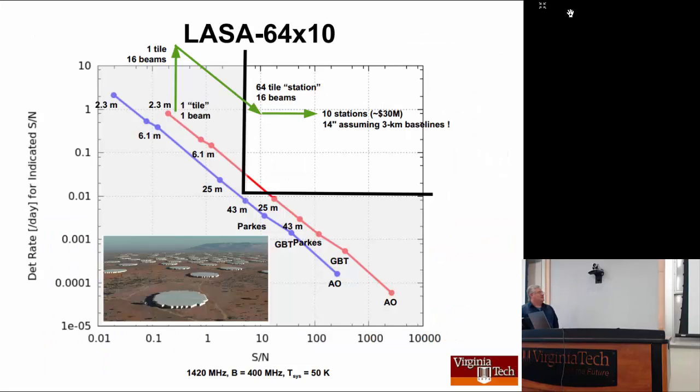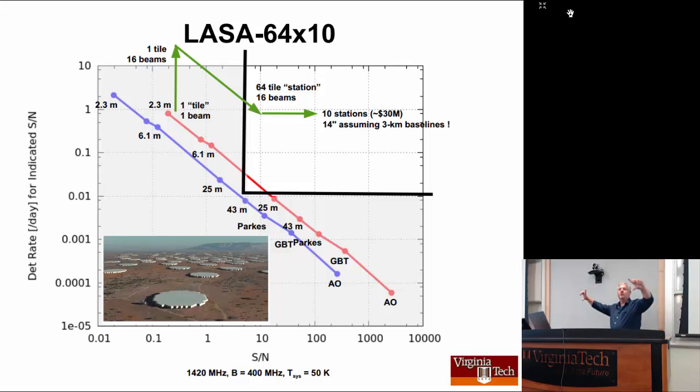So here's what we want. This is where we're going, is that thing. I've shown you this picture already, and I've shown you how it works. The instrument we're talking about here has a rather cryptic name, LASA-64x10. There are lots of other number possibilities you could stick up there. LASA stands for Large Array of Small Arrays. And it would look something like this. It would be a whole bunch of tiles.